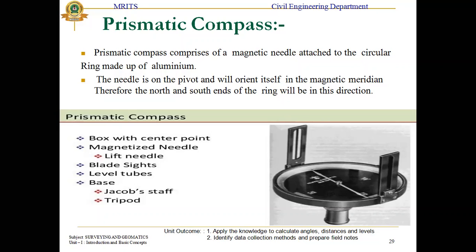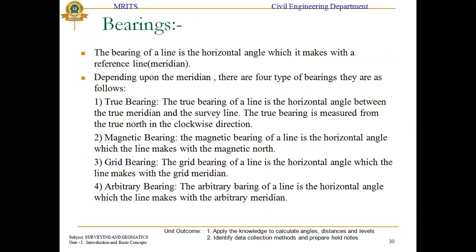Coming to the box, the center point and the magnetic parts, everything will already be discussed in the whole diagram. Okay, what is the bearing? How many types of bearings are there? Please, everyone, this is very important from the exam point of view. The bearing of a line is the horizontal angle it makes with the reference line of the meridian. Bearing has four types: true bearing, magnetic bearing, grid bearing, and arbitrary bearing. Different types of bearings will be used.